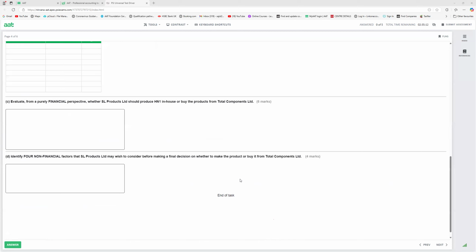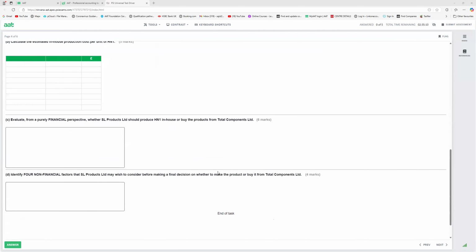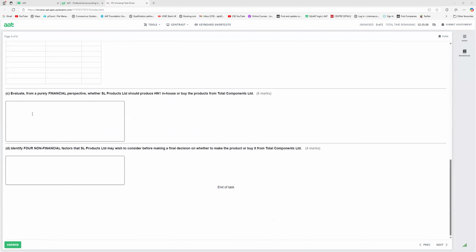It says evaluate from a purely financial perspective. So they're asking for two points: one is from the financial point of view and one is from the non-financial point of view.